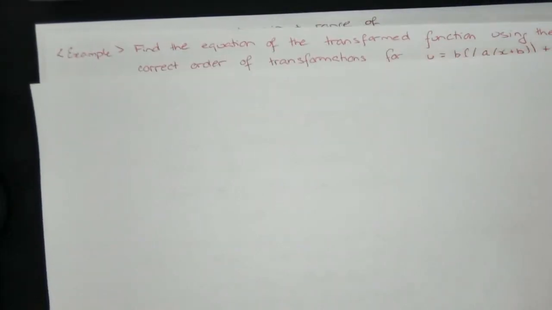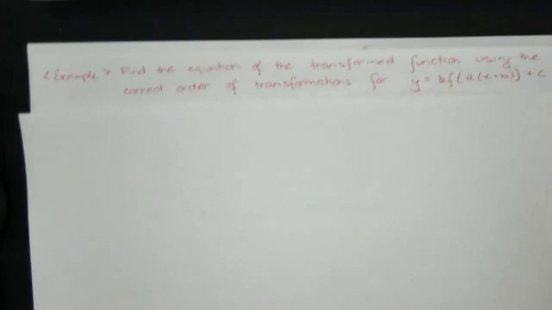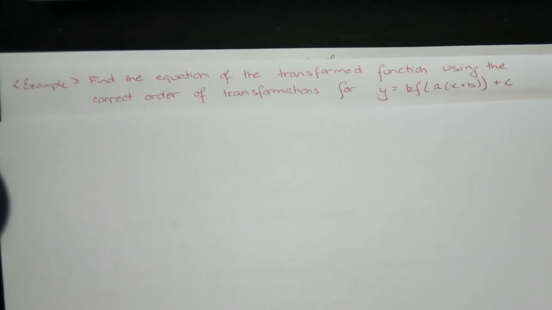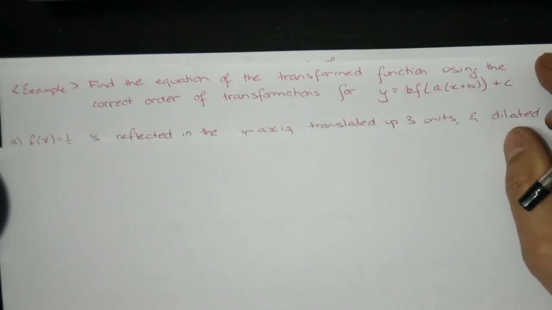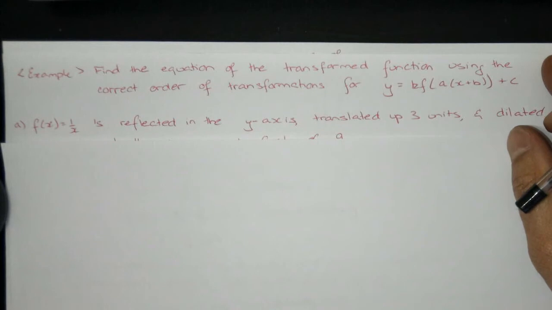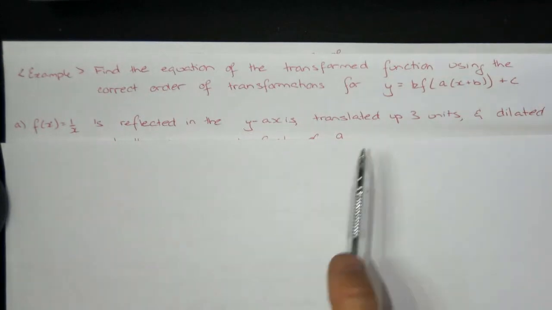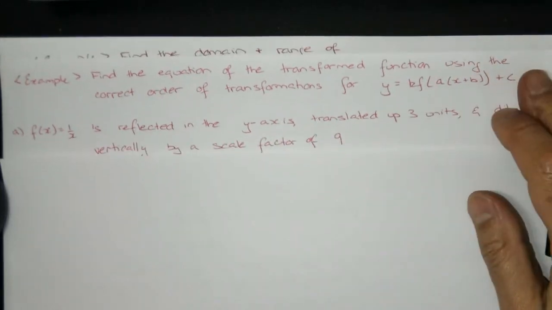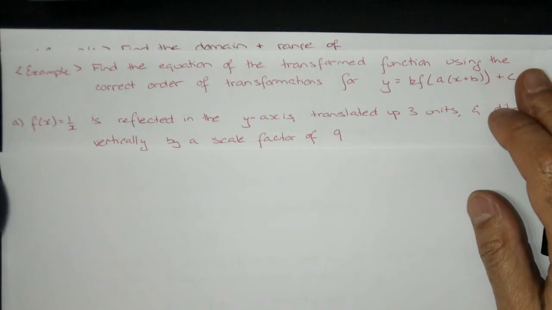Okay. We want to find this example. We want to find the equation of the transformed function using the correct order of transformations. So there's our original format. If we've got f of x equals 1 over x, it's reflected in the y-axis, then translated up 3 units, and then dilated vertically by a scale factor of 9. We're going to apply that slowly.